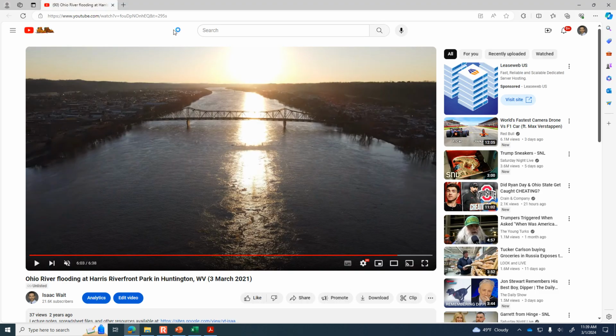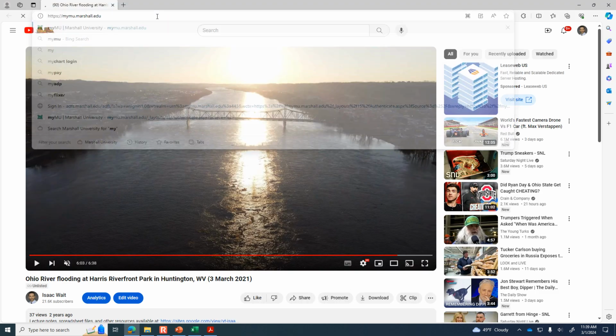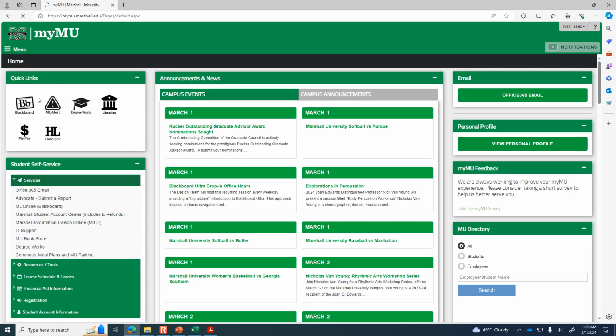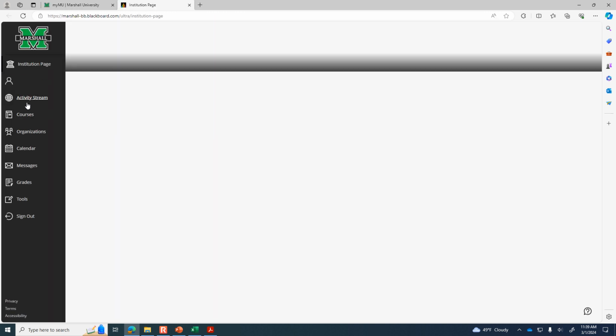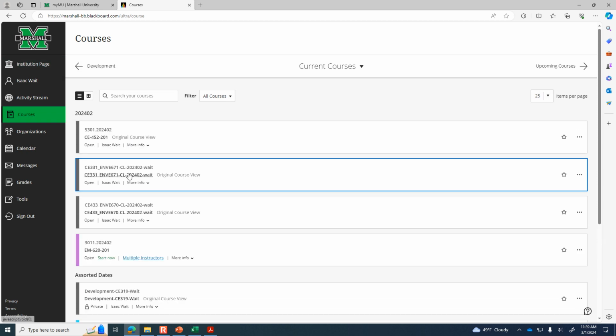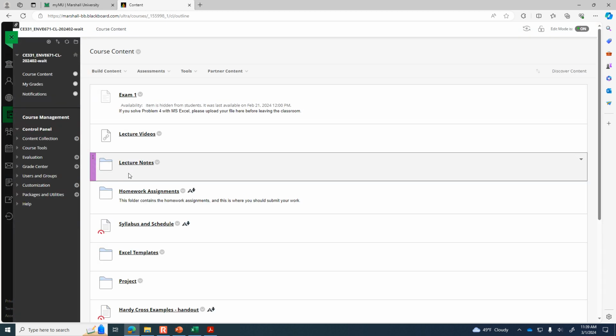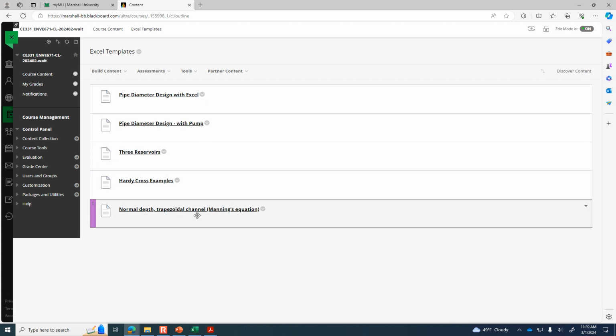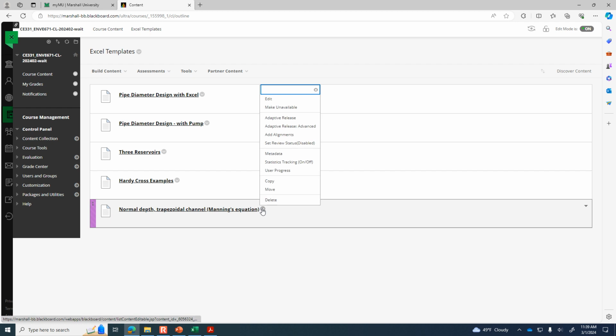from the template file. So go to MyMU. It should be in that templates and Excel spreadsheets folder. Excel templates. Normal depth trapezoidal channel. Okay, download that.